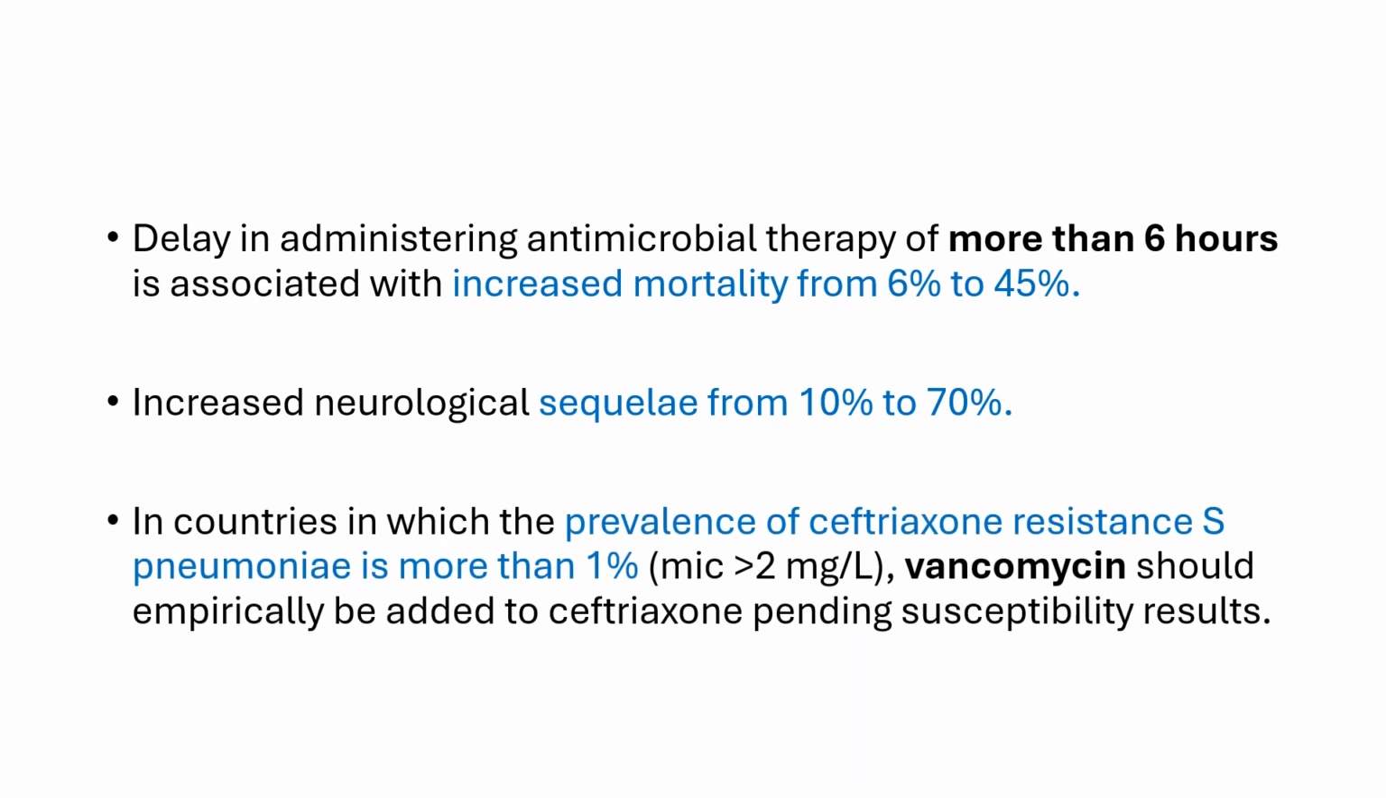In countries in which prevalence of ceftriaxone resistance to strep pneumo is more than 1%, that means minimal inhibitory concentration more than 2 mg per liter, vancomycin should be empirically added to ceftriaxone pending susceptibility results. So in the United States, we automatically give ceftriaxone and vancomycin on the suspicion of bacterial meningitis.